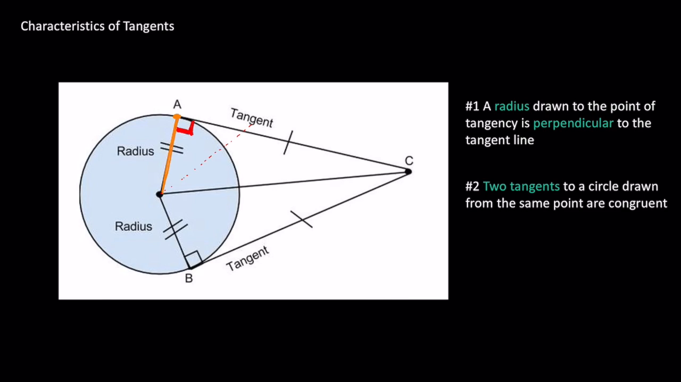Number 2, 2 tangents to a circle from the same point are congruent. So we have point C here. We have tangent CA, and we have tangent CB, and the only way they can be tangent to the circle from the same point C is if they are congruent. Okay, so those are 2 key characteristics. 1, radius drawn to the point of tangency is perpendicular to the tangent, and 2 tangents from the same point, in this case C, have to be congruent. Otherwise, they couldn't both be tangent to the circle.